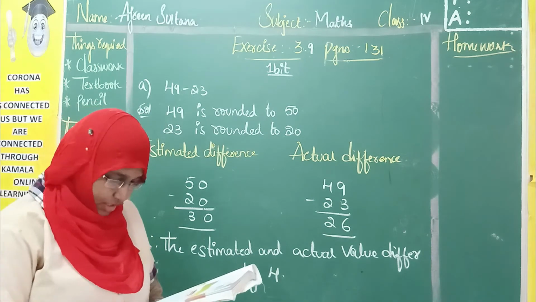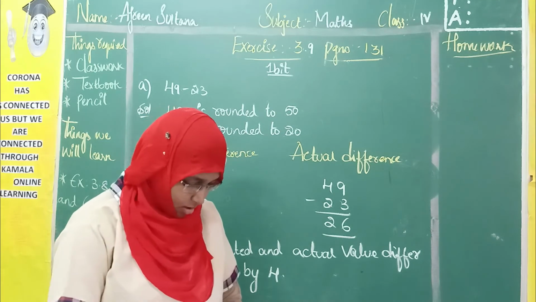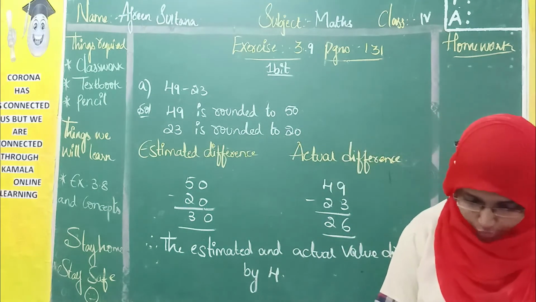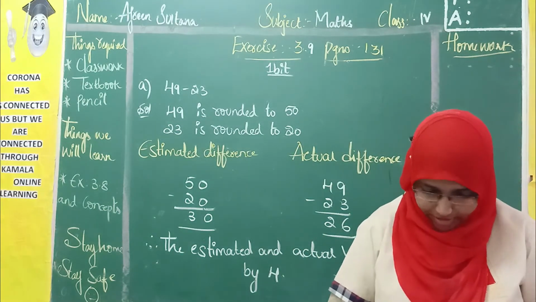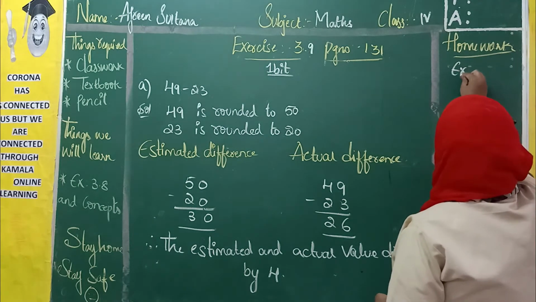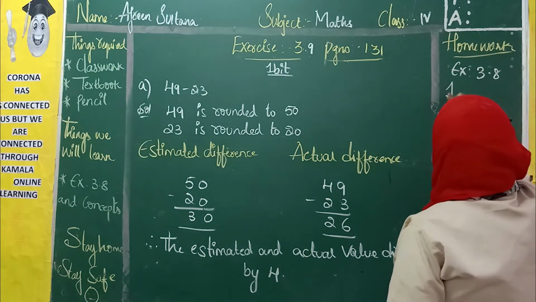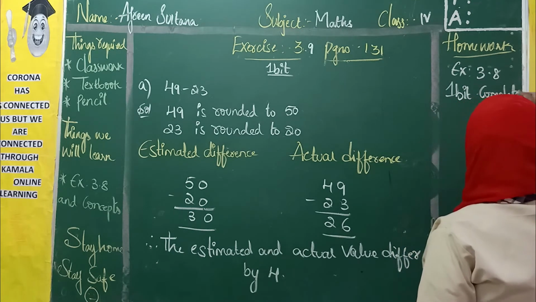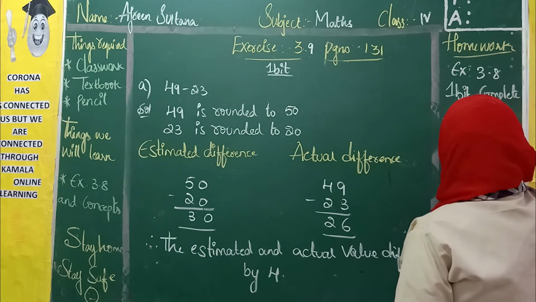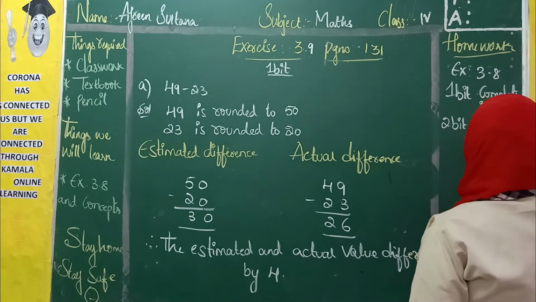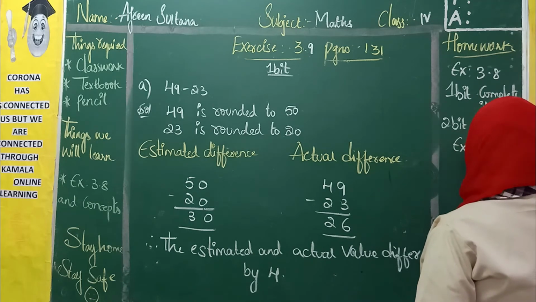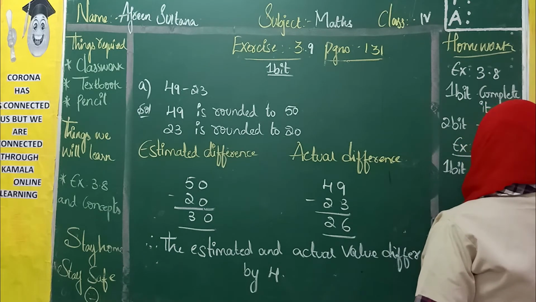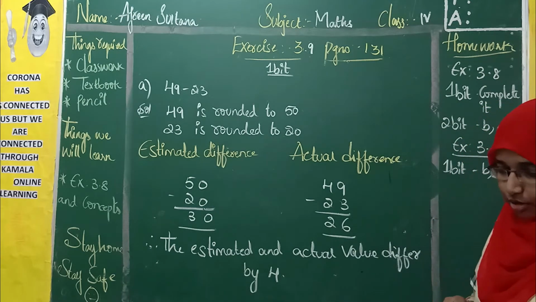Let's move on to the next. So what is the homework from this? From exercise 3.8, I told you to complete the first bit. Exercise 3.8, the first bit you are going to complete. And for the second bit, B and C. Whereas in exercise 3.9, first bit, B and C. This is your today's homework.